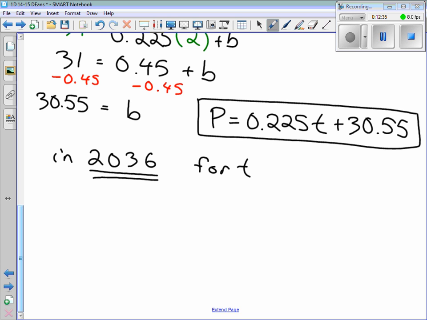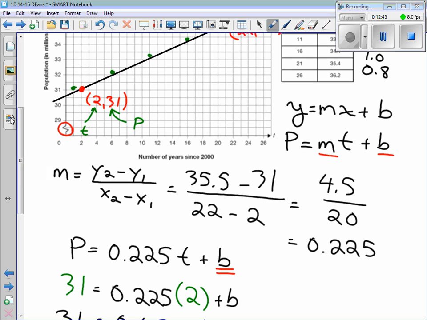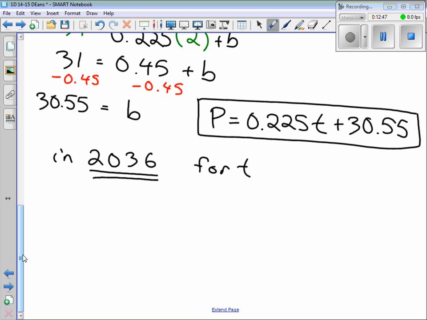Now, small detail. We don't want to sub in 2036, because what our graph is giving us here is the number of years since the year 2000. So we want to sub in 2036 minus 2000, or a t-value of 36. Because it's 36 years since the year 2000.